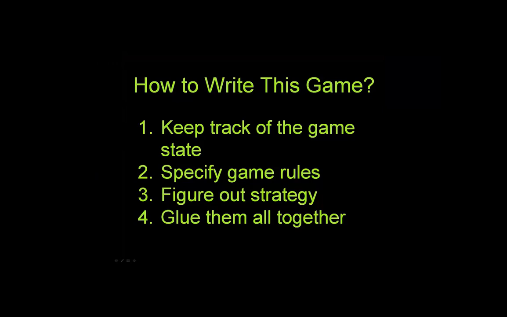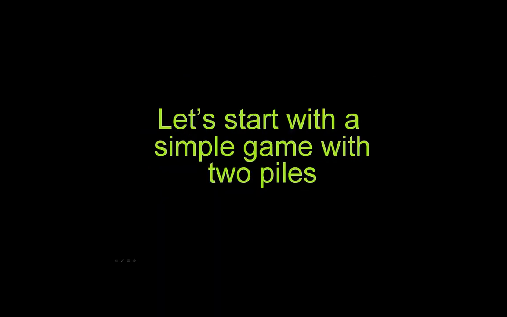You need to know how many piles of coins there are, and how many coins are there in each pile. You need to specify the rules. You need to figure out how to play this game, and finally to glue everything together. But let's see how we write a simple game of this kind where we deal with only 2 piles. Now in general, you can have n piles of coins. That's something that you can do later by yourself.